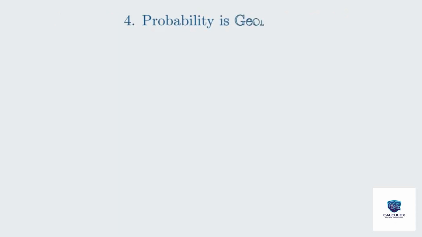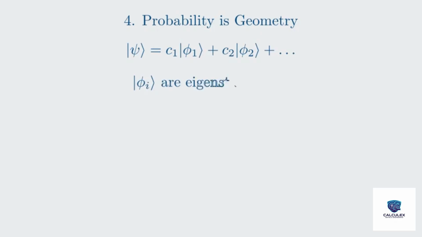We've established that the outcome of a measurement is one of the eigenvalues. But what determines which one? This brings us to our fourth point. Quantum probability is geometry. Let's say our quantum system is in a general state psi. We want to measure an observable A hat. We know the possible results are the eigenvalues lambda_i, and the system will end up in the corresponding eigenstate phi_i. So our initial state psi is a superposition of all possible outcomes.